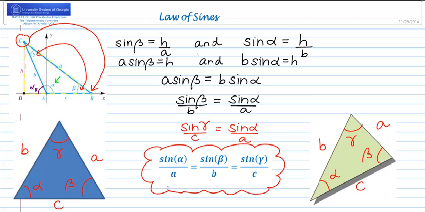Now, it's not without its issues. There's times when this works really well. There are times when this gives you what is called an ambiguous case when you're trying to find an angle. And I will demonstrate that through examples as we go along.